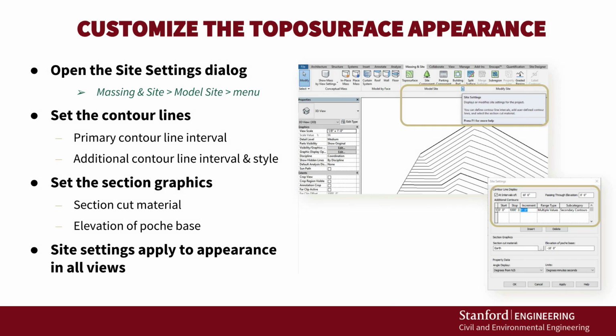Another feature available in this dialog is the ability to set the cut material that appears when sections are cut through the topo surface. You can set that material to be a different hatch pattern, or even adjust the elevation of how far that hatch pattern appears, relative to the levels. The site settings that you make here apply to the appearance of the topo surface in all the views, so they're not view specific, they apply to your entire project.